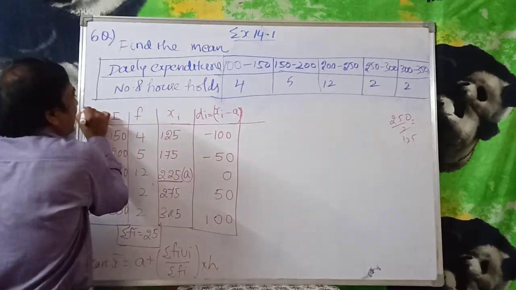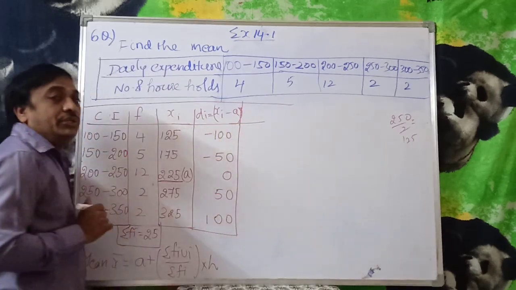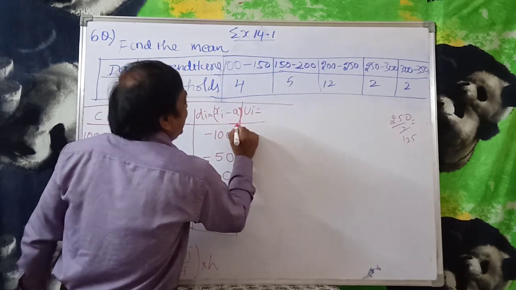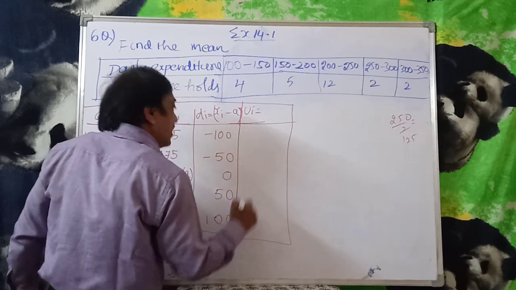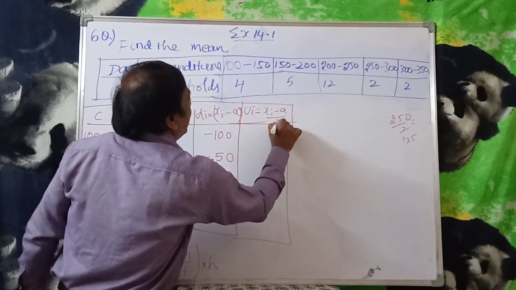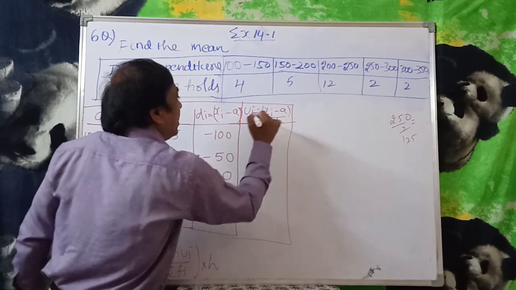Now after the di value, what do you have to calculate? ui. ui is equal to di by h, or xi minus a by h. What is this formula?